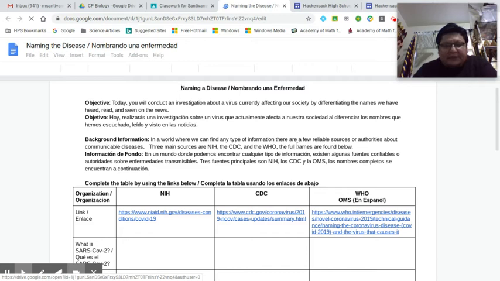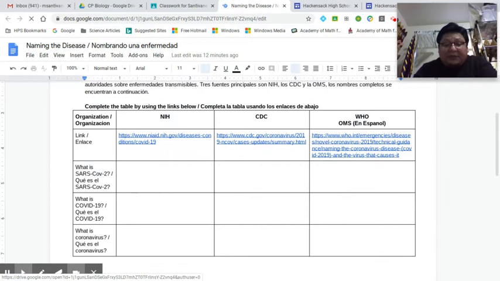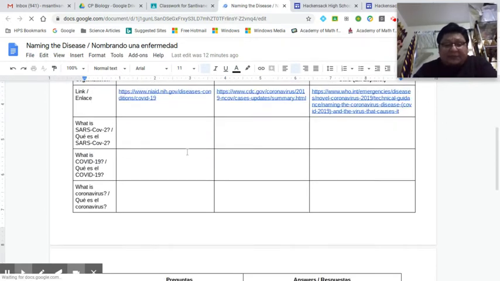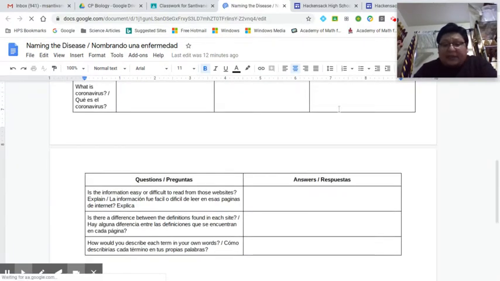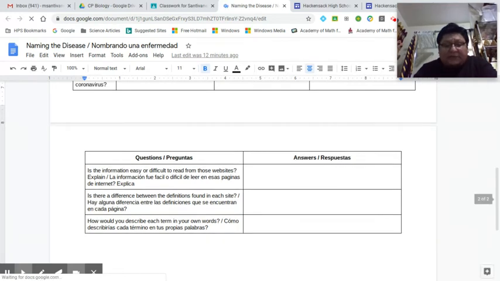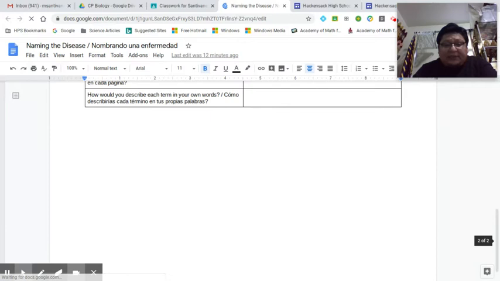I'm not going to read this for you. You can read that on your own. You will be filling out a table, looking at these 3 different sites. Even though it's asking the same question, it's asking you, are there any differences in how each one of these institutions describes coronavirus, COVID-19, or SARS-CoV-2?